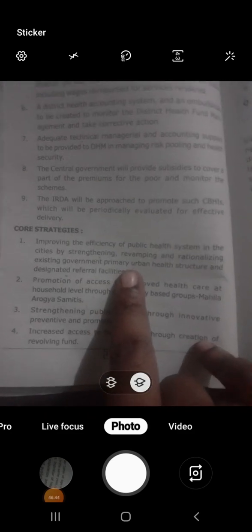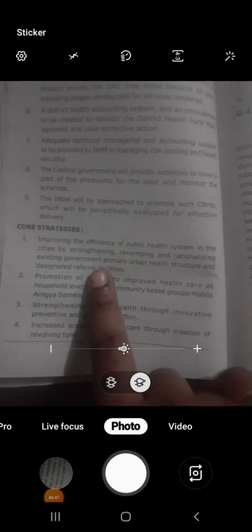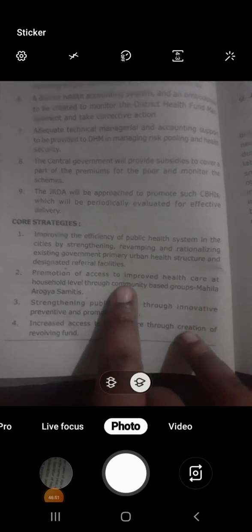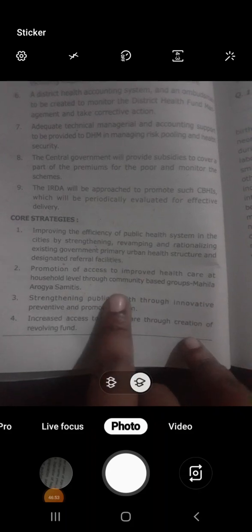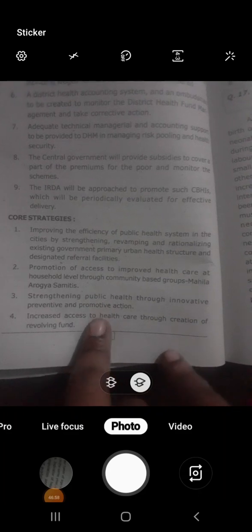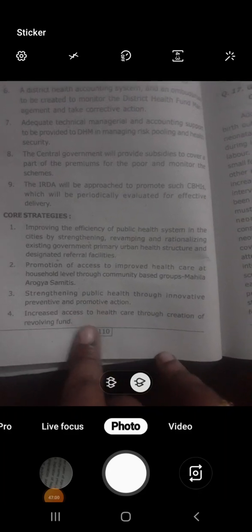And some core strategies here are improving the efficiency of the public health system. This is by strengthening, revamping and rationalizing, and promotion of access to improved healthcare at household level through community-based groups, Mahila Arogya Samitis, strengthening public health through innovative, preventive and promotive action, increased access and IT-enabled services, capacity building of stakeholders, prioritizing the most vulnerable, and also ensuring quality healthcare.